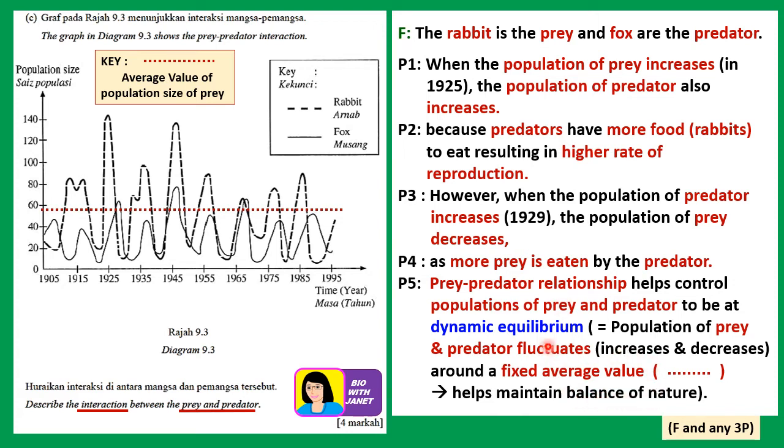So dynamic equilibrium means a stage where the population of the prey and predator fluctuates or increases and decreases around a fixed average value, like this red line here for the prey. Now for the predator, the curve is lower, so the average value should be somewhere around here.